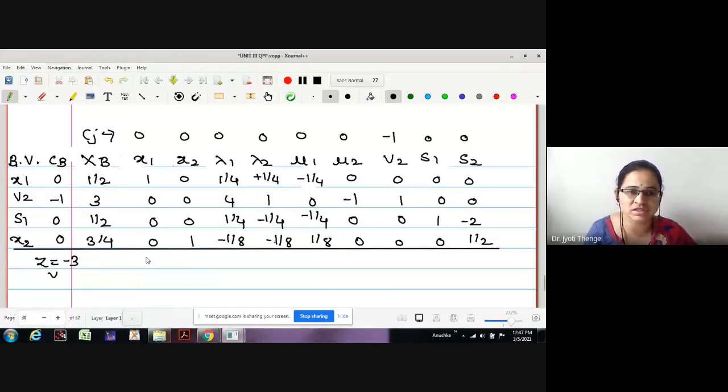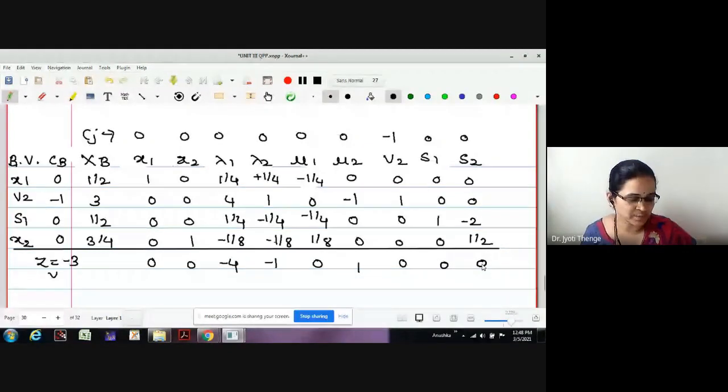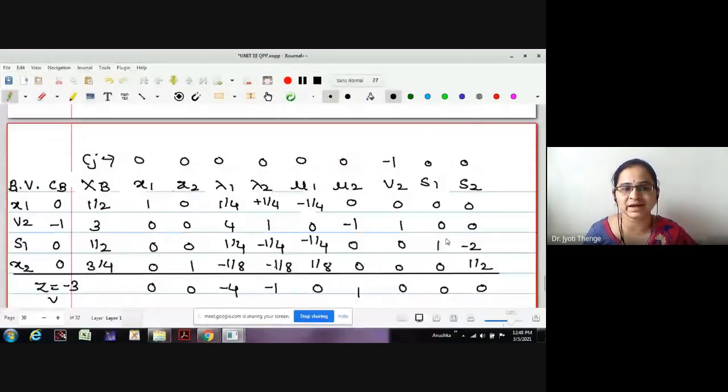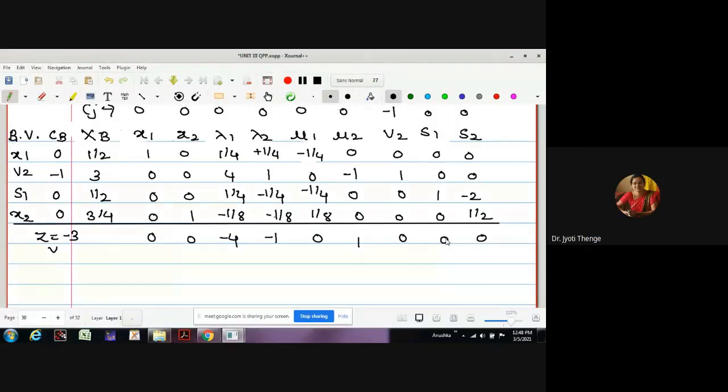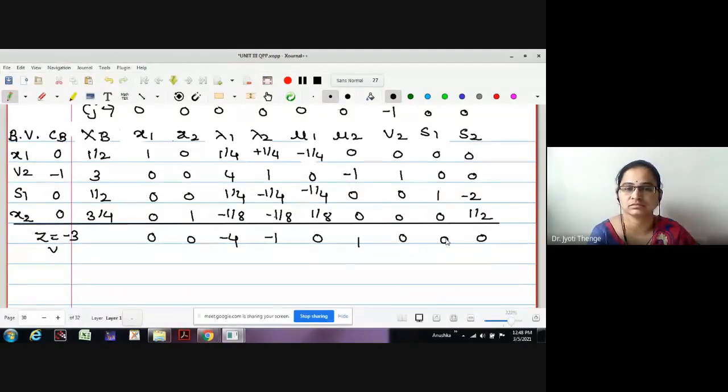Now, let me write net evaluations again, negative of the second row: 0, 0, minus 4, minus 1, 0, plus 1. For V2, 0, S1, S2, again 0, 0. Same net evaluations will be there, right? Again, the most negative corresponds to? Yes, most negative corresponds to lambda 1. Can we enter it? No, ma'am. Then which variable should I enter then? Lambda 2. Yes, lambda 2 we can enter because S2 is not there in the basis now. Therefore, now lambda 2 is the entering vector.